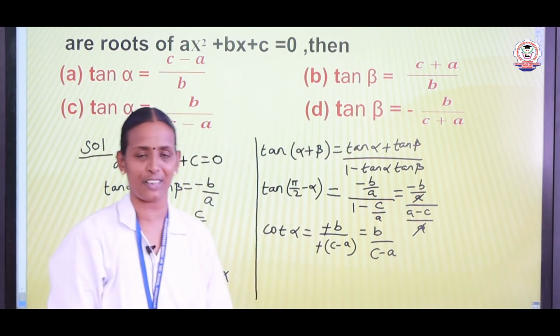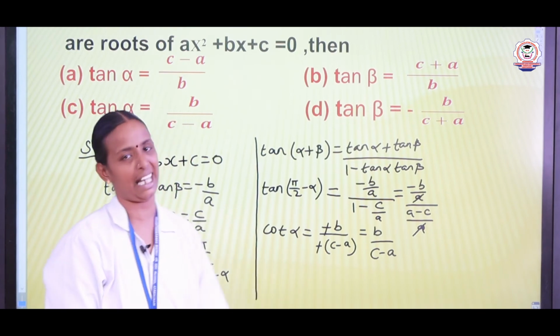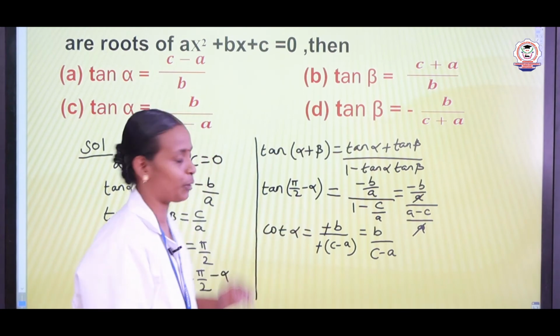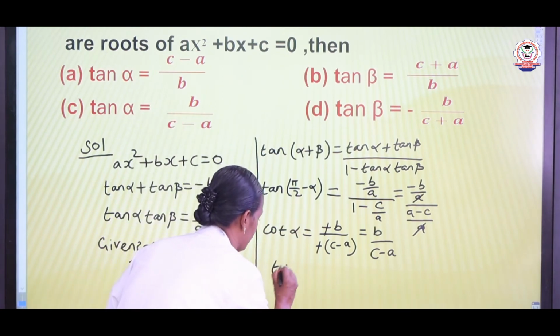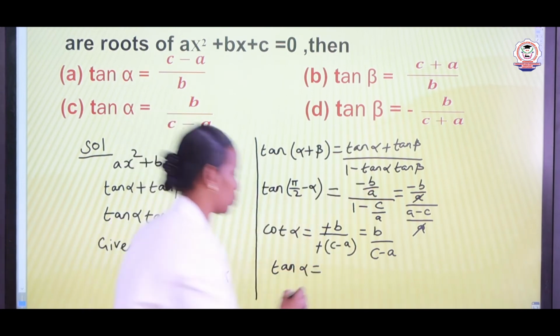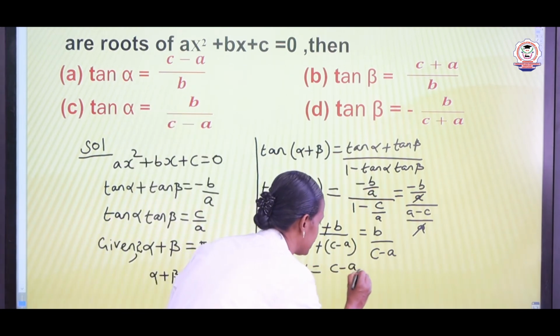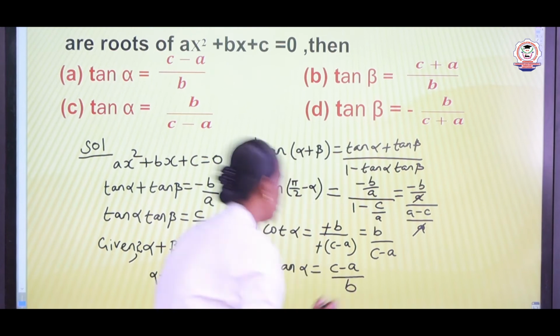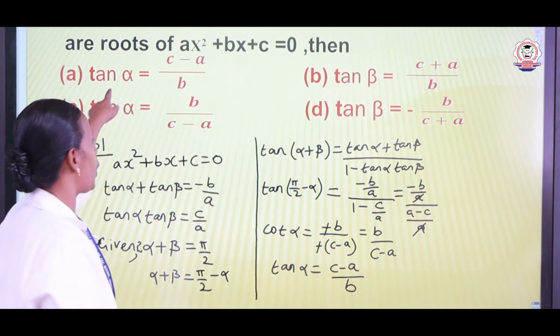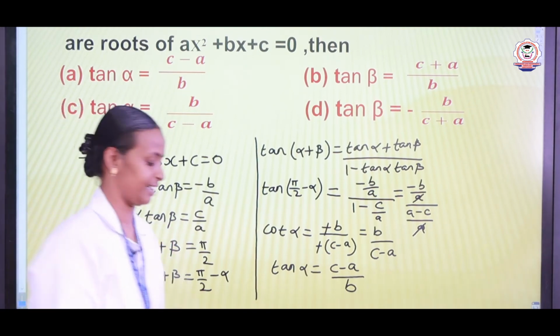We know cot alpha is nothing but 1 by tan alpha. So, 1 by tan alpha value is this one. From that you have to write what is tan alpha. So, tan alpha is nothing but the reciprocal of this one, that is c minus a by b. So, tan alpha value is c minus a by b. So, option A is your correct answer.